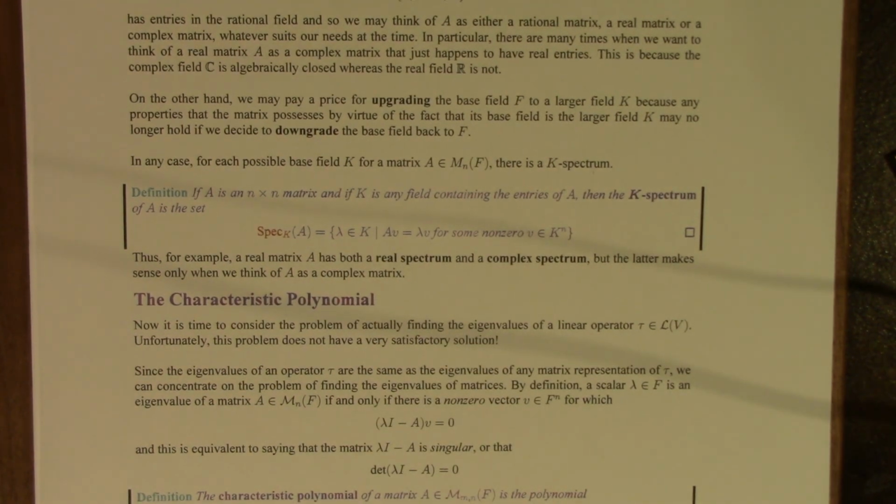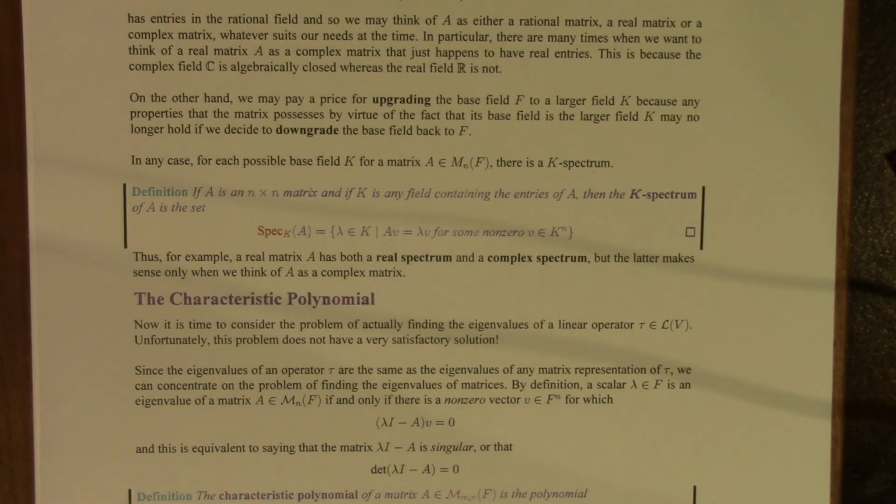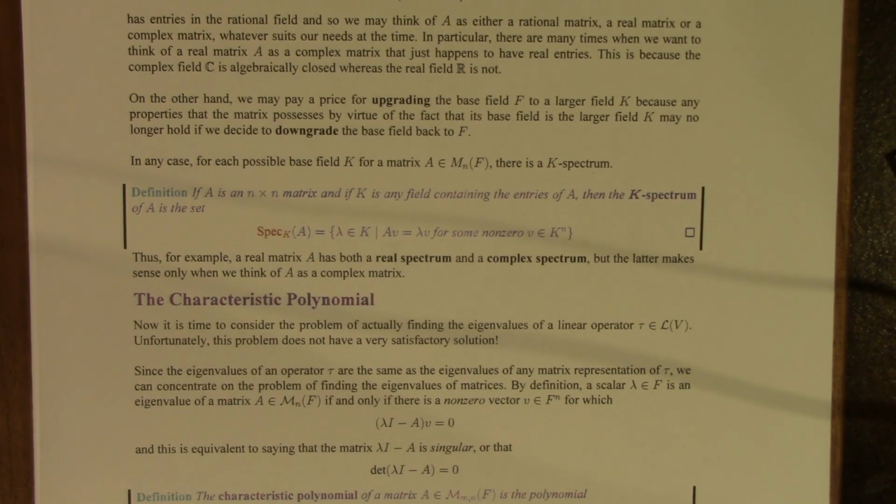So for example, a real matrix has a real spectrum, but it also has a complex spectrum. But the complex spectrum only makes sense when you think of A as a complex matrix. If you think of A as a real matrix, then there's no such thing as a complex spectrum, because the eigenvalues have to be in the base field, they have to be real. So this is something worth pondering until it makes perfect sense, because it will be something that we use frequently to study the structure of finite dimensional linear operators.